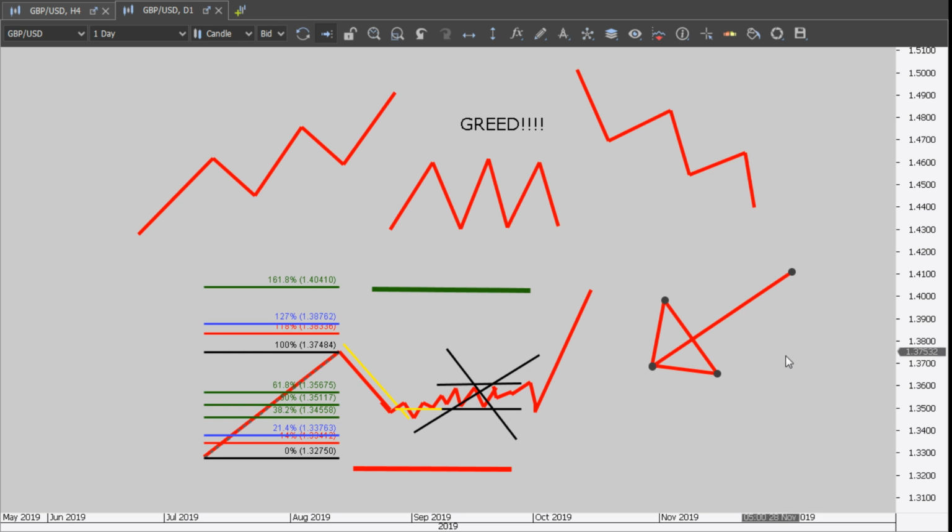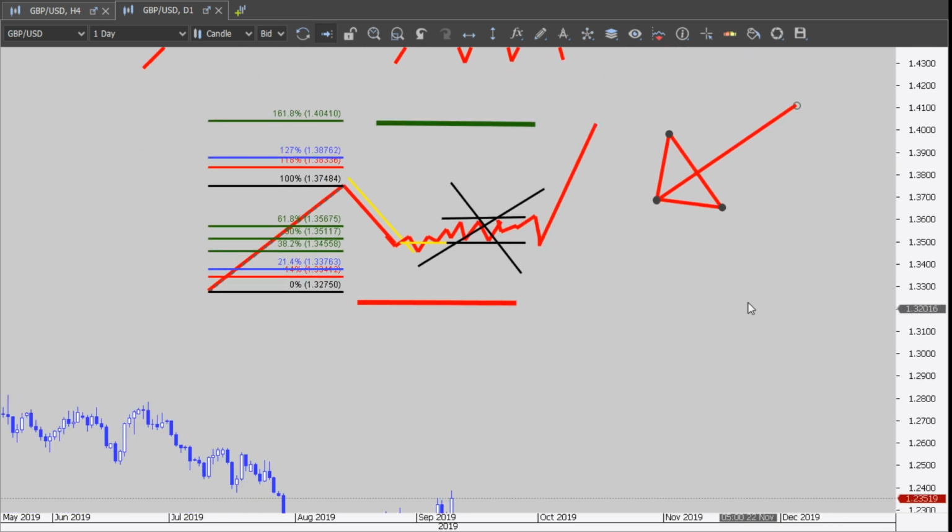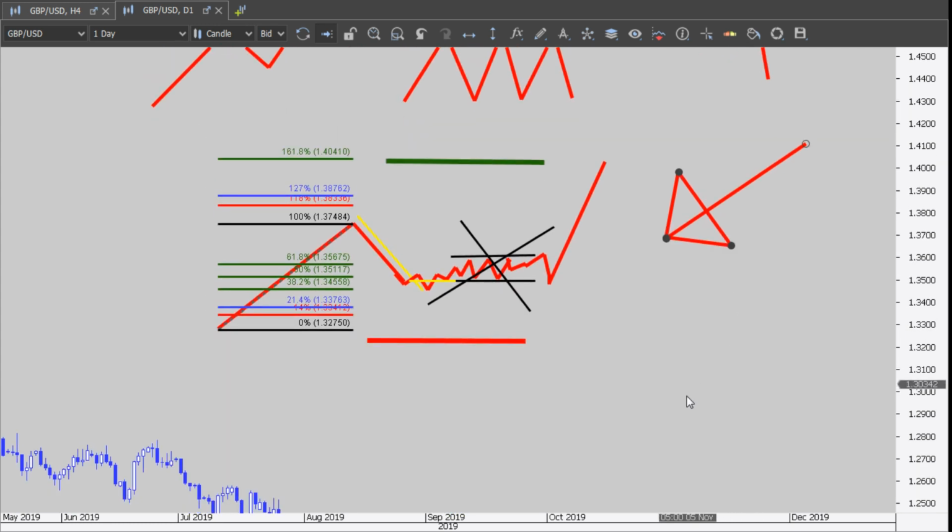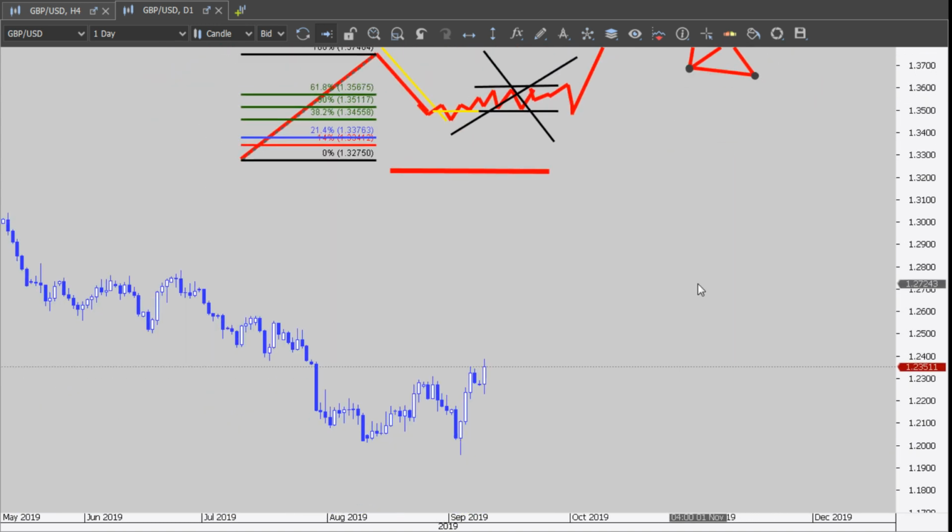okay everyone? So I'm going to stop with the philosophy part and the psychology part, right? Now let's talk about how to trade support or resistance in sideways channels in market structure.